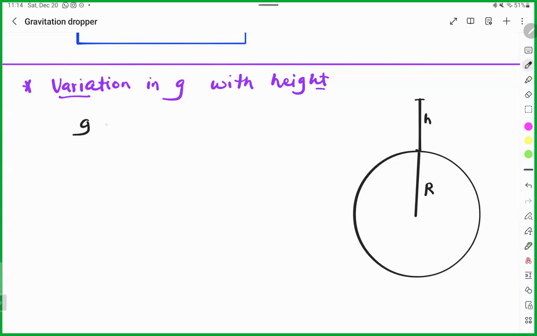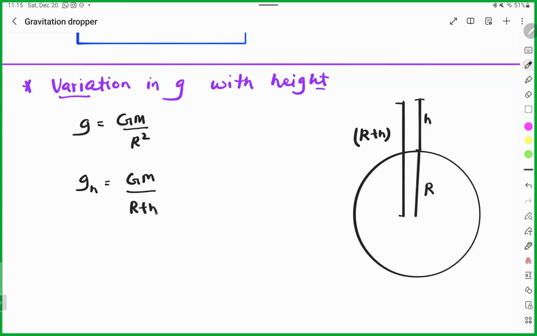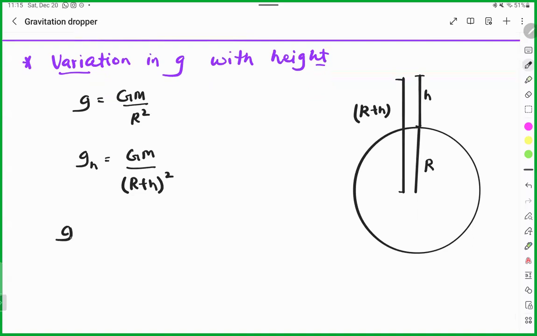You know normal g value is equal to GM by r square. But at h height, g h, the mass is the same of the Earth, but this time you are calculating total distance, and total distance is r plus h. So this will be r plus h whole square. We want to see variation. You take their ratio, g h divided by g. If you compare, GM will be cancelled out. It is inversely proportional to r square. Any doubt till here, guys?